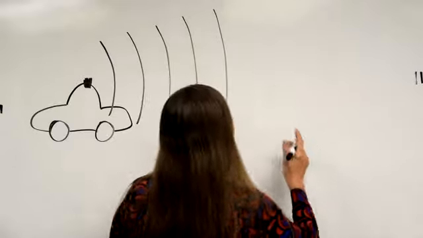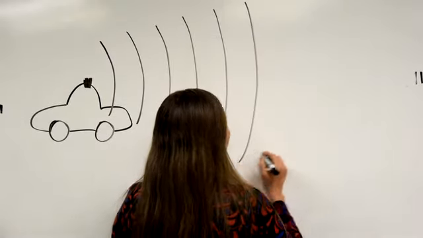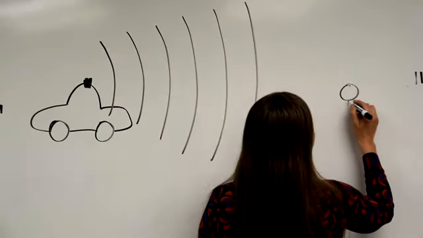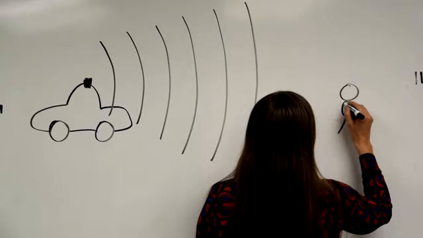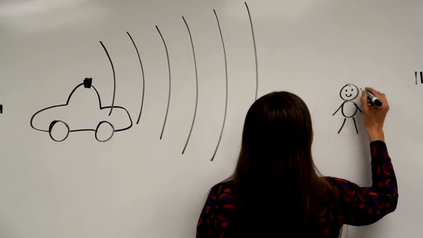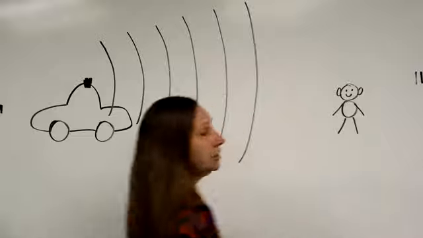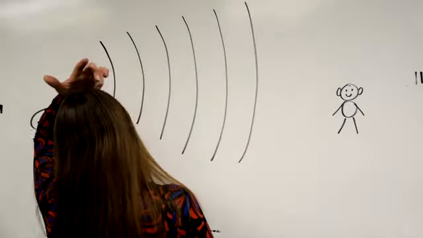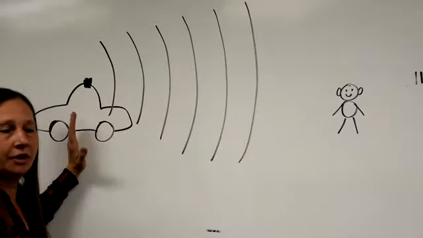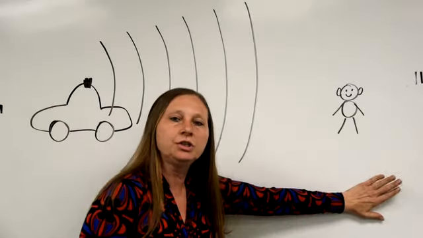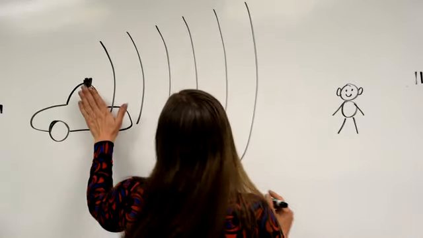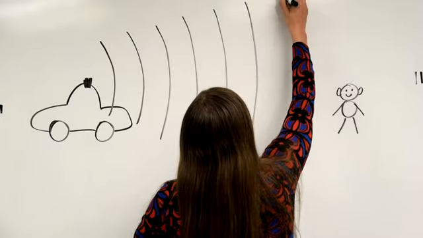And when that sound wave reaches our observer, here's a person standing over here on the sidewalk, and that person needs ears. Can't hear the sound wave without ears. Now let's say that the police car is standing still and the person is standing still. So here comes the sound wave, the siren.